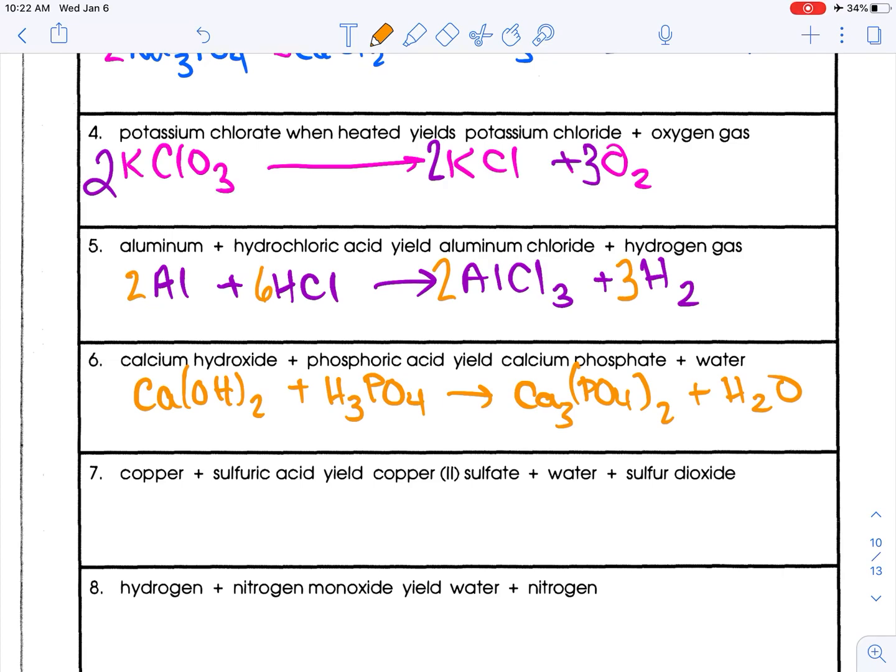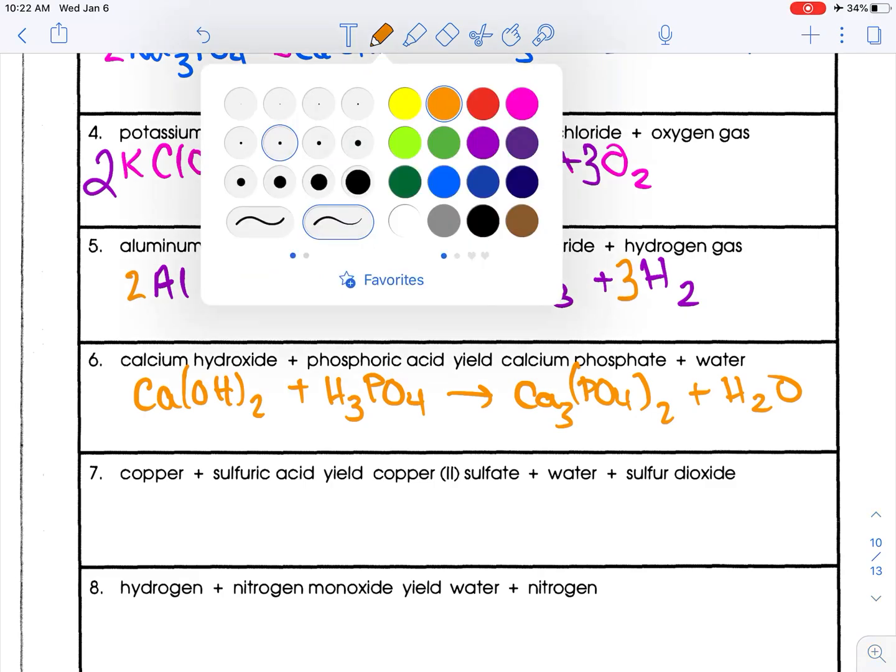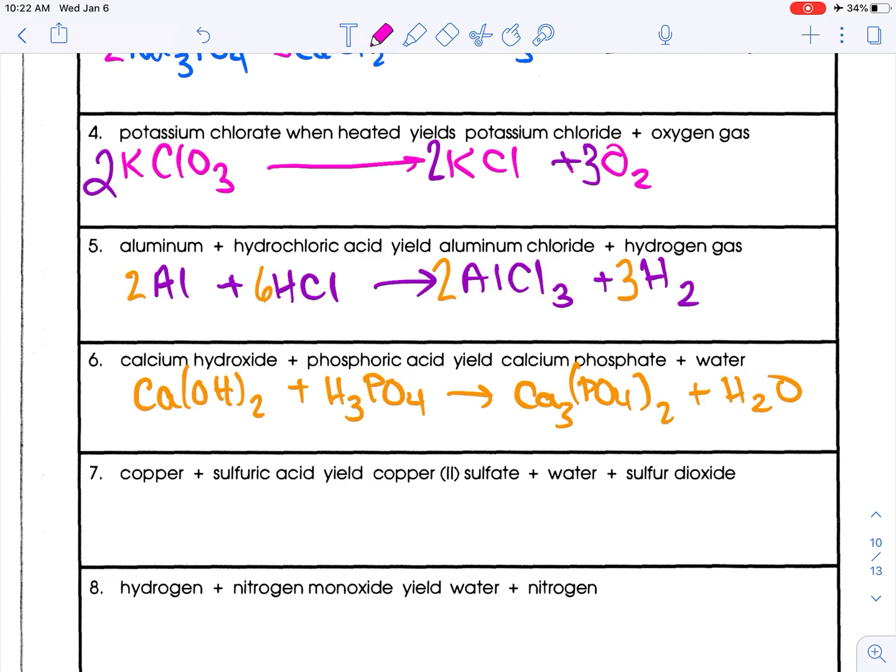There's a lot going on here. Lots of H's, lots of O's. So maybe I'm not going to worry about H's and O's just yet. I'm going to work on my calcium. So we'll start by putting a 3 here. So now my calciums are 3. That's good. All right, now the phosphorus. Phosphorus needs to be a 2. See that? So I'll just do that.